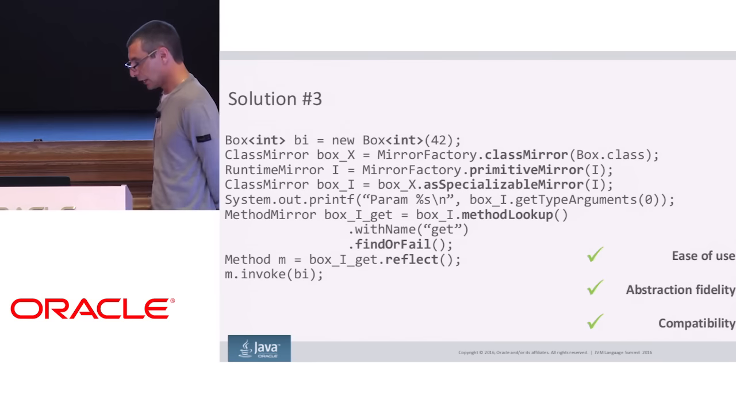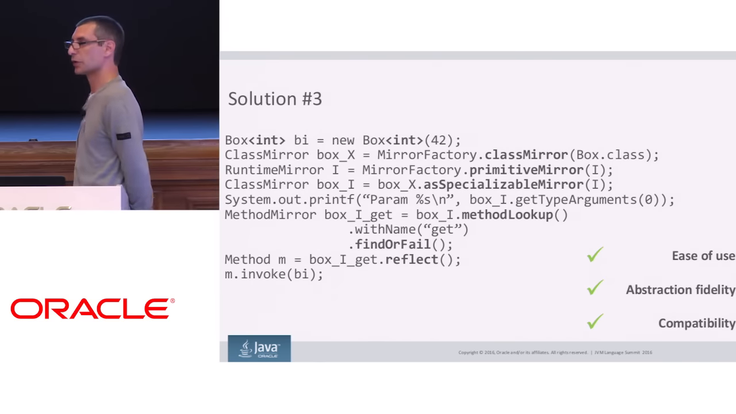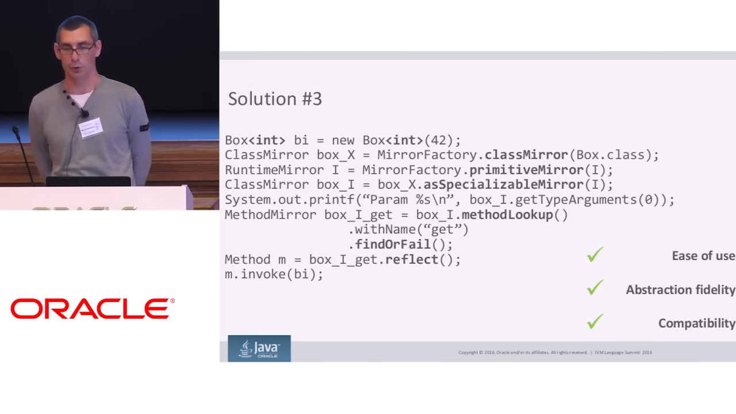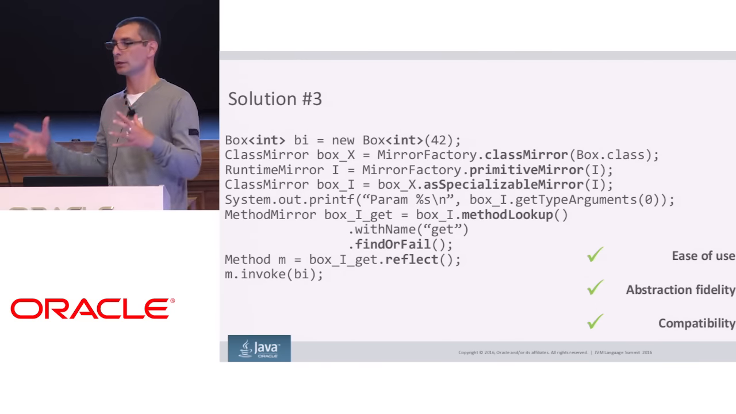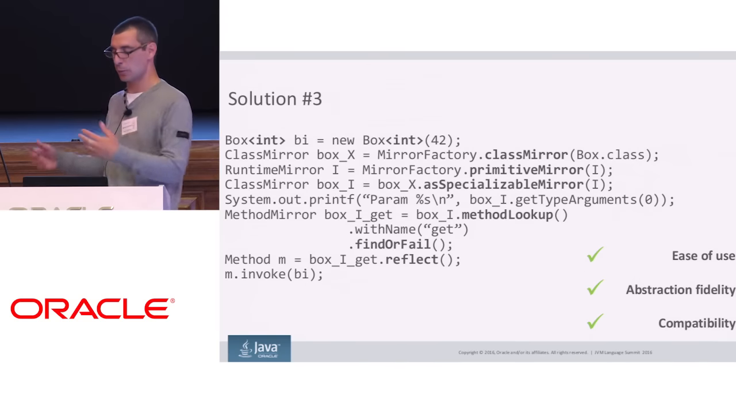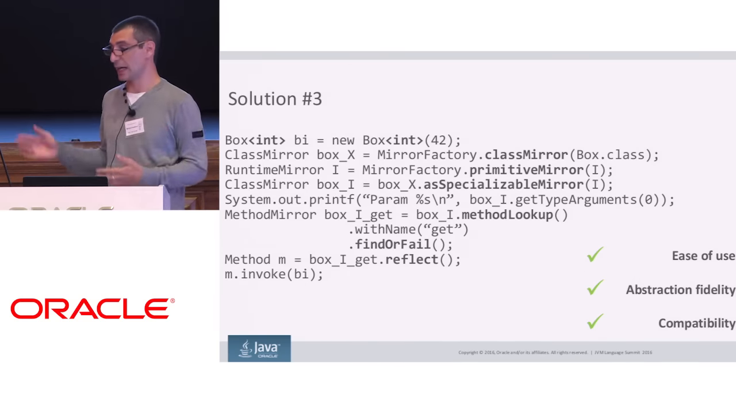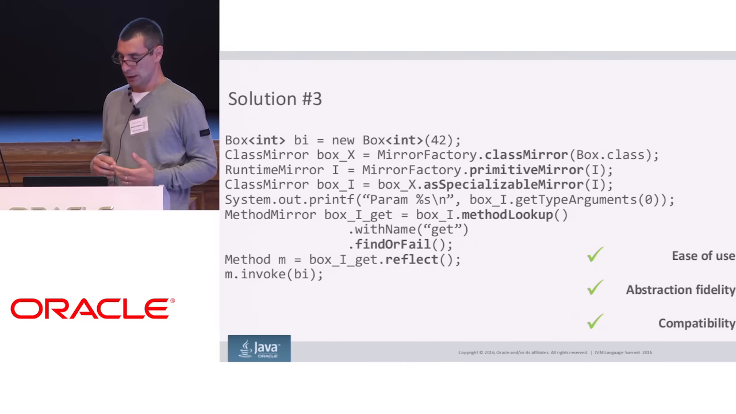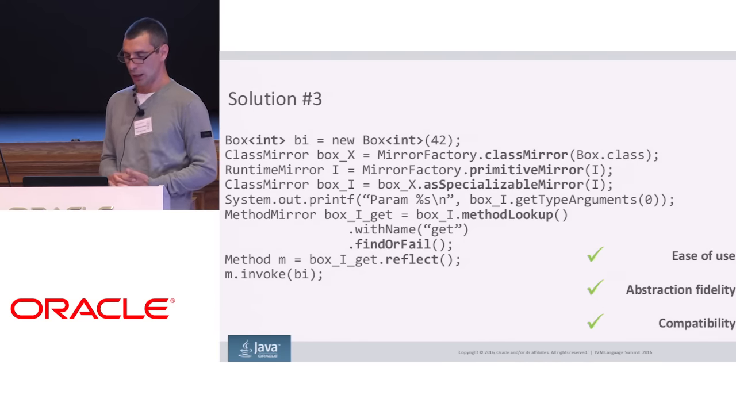And this is actually relatively easy to use. There is just one abstraction, which is runtime mirror. Yes, we have some subclasses like array mirror, class mirror, primitive mirror, value mirror, and they may not even get to the final stage, but there is still a main entry point to this API.